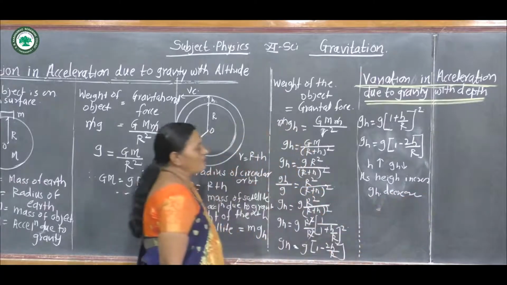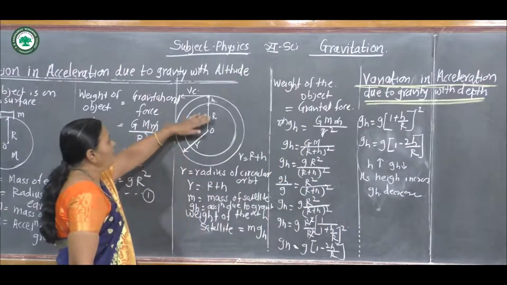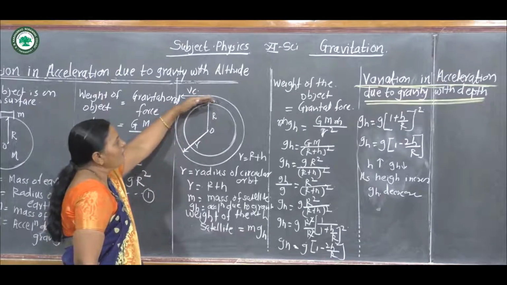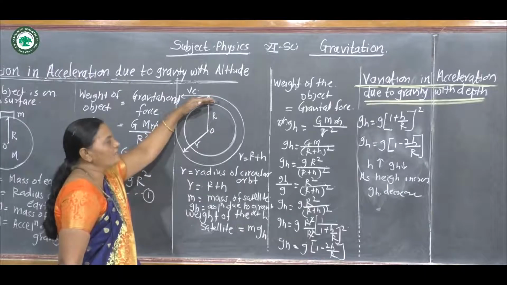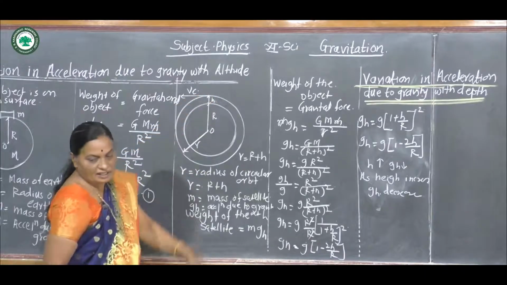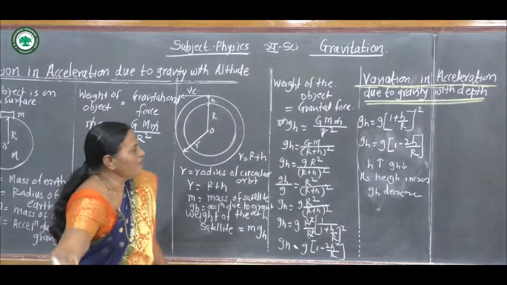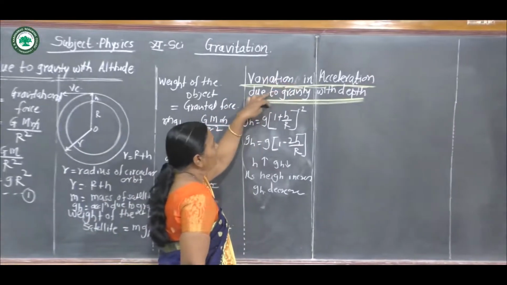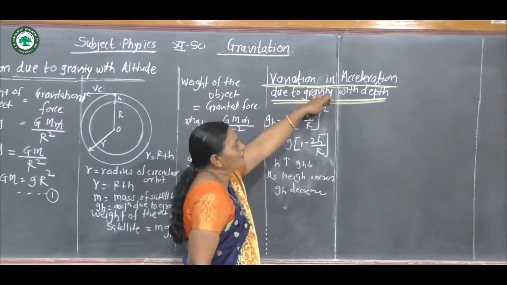That is, we can say that at height h, g_h is minimum. On the Earth's surface, the acceleration due to gravity is maximum. Now we see the next case, that is variation of acceleration due to gravity with depth.